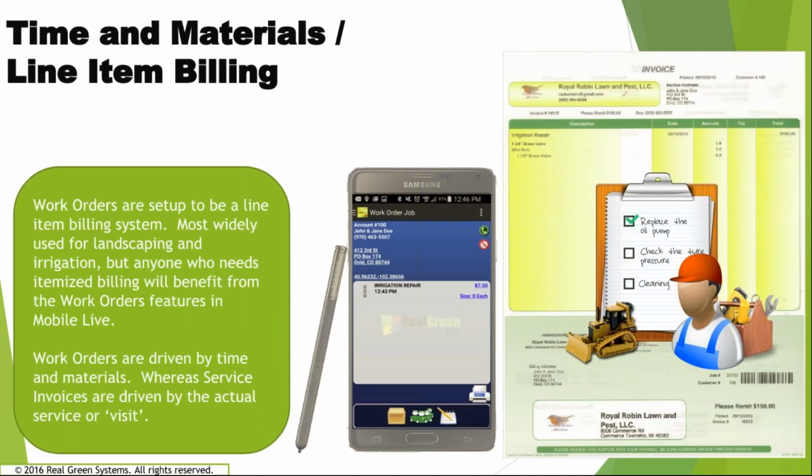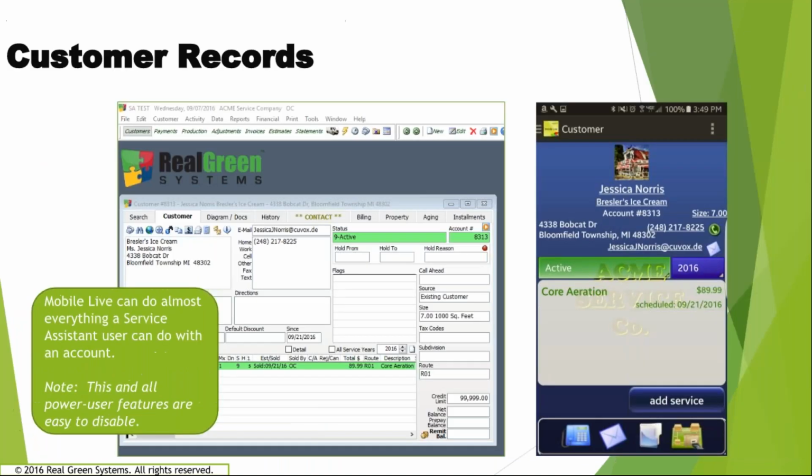Work orders can be done with Mobile Live, and are used for line item billing, most widely used for landscaping and irrigation, but anyone who needs itemized billing will benefit from work orders in Mobile Live. I believe that also gets used a lot for tree services. Work orders are driven by time and material, whereas services are driven by the actual service or visit cost. And we can print the forms for work orders out in the field.